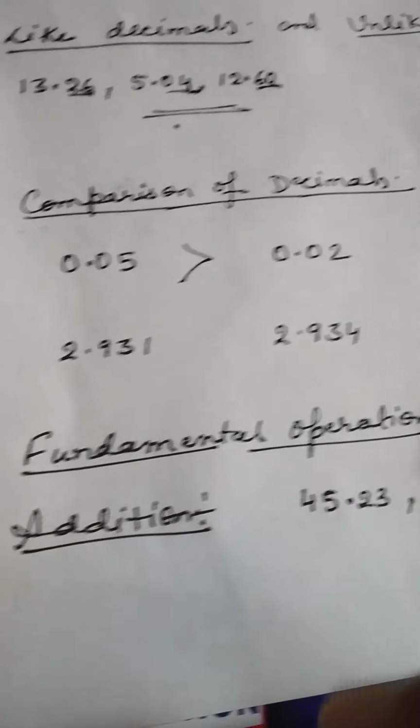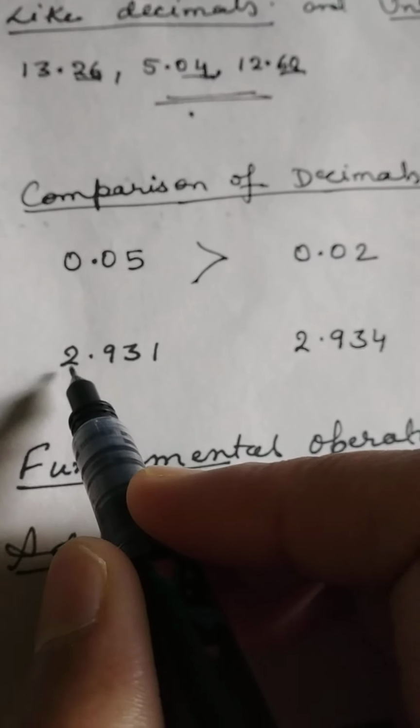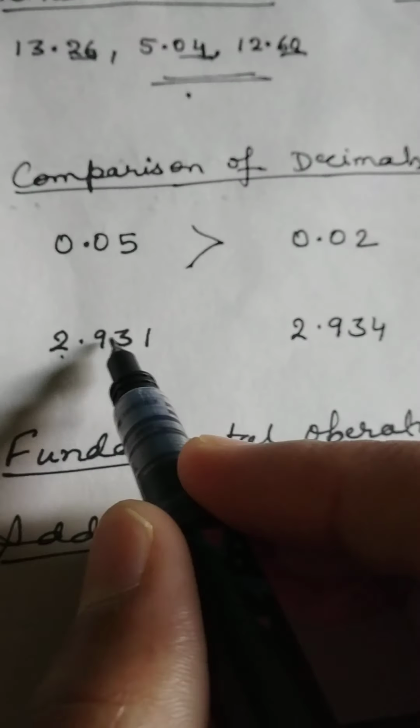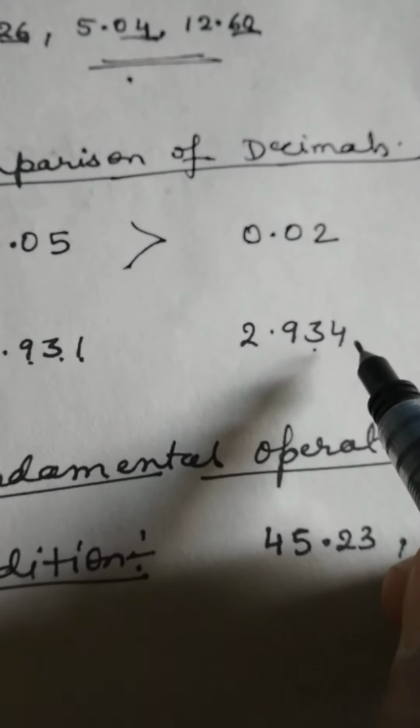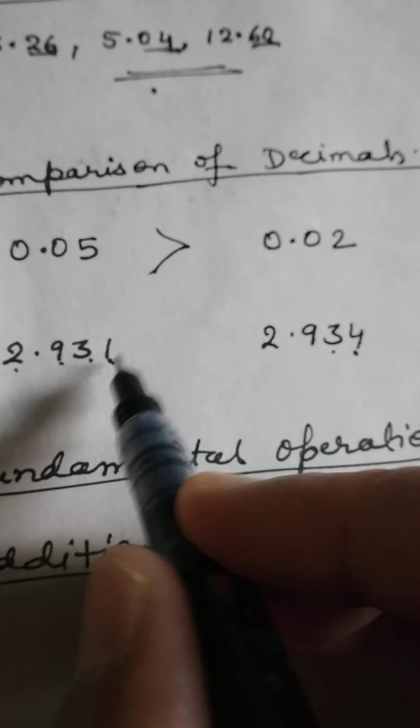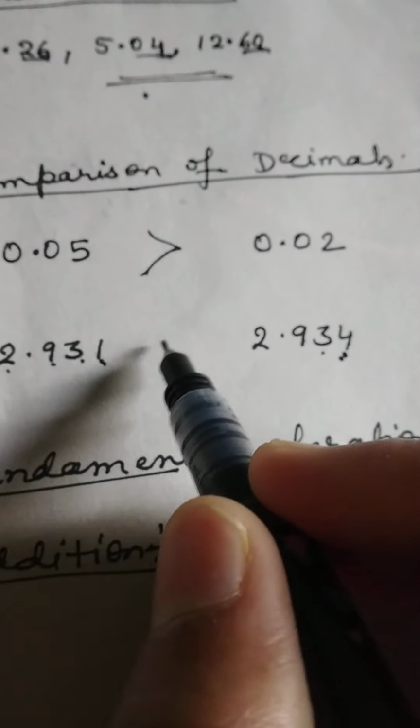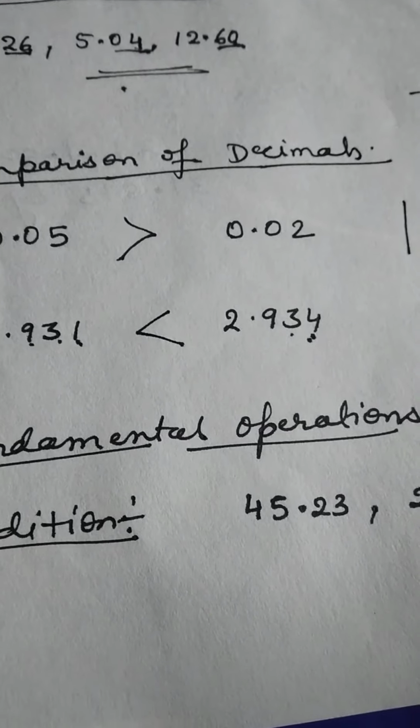Got it? One more example. 2, 2. Same. Next number 9, 9. Same. 3, 3. Same. But next number 1 and this is 4. So which is greater? 1 or 4? 4 is greater than 1. So this one is greater.